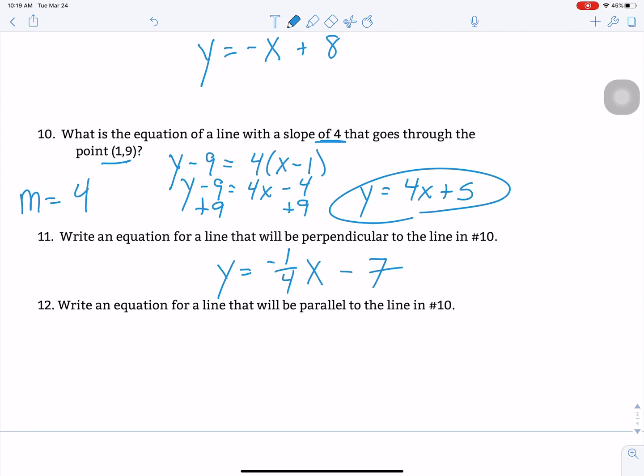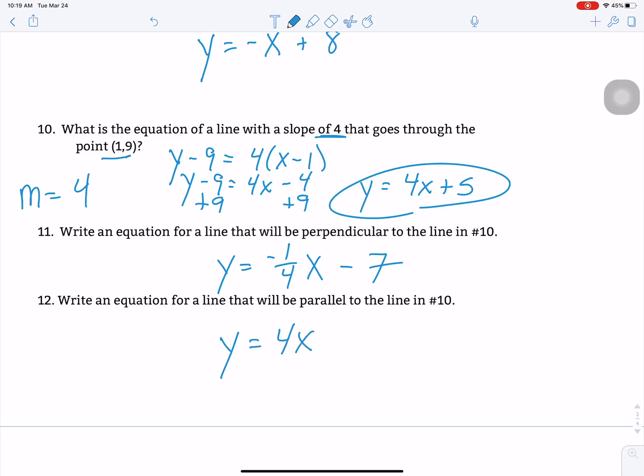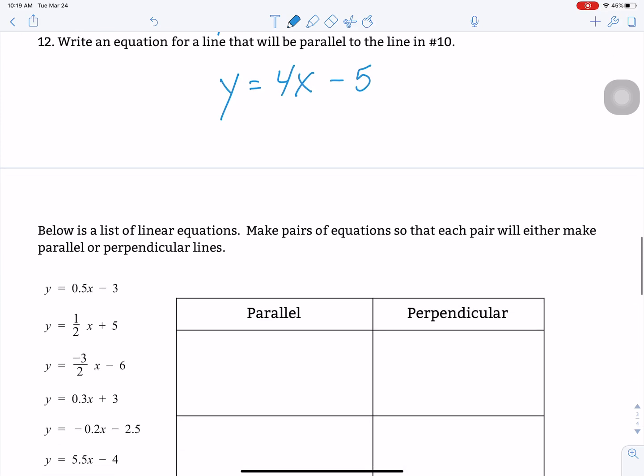I want a parallel line to number 10, so my slope in 10 was 4, so y equals 4x. Now when I'm doing my y-intercept here, I can't use a positive 5. I can use any other number but a positive 5, because otherwise they would be the same line.